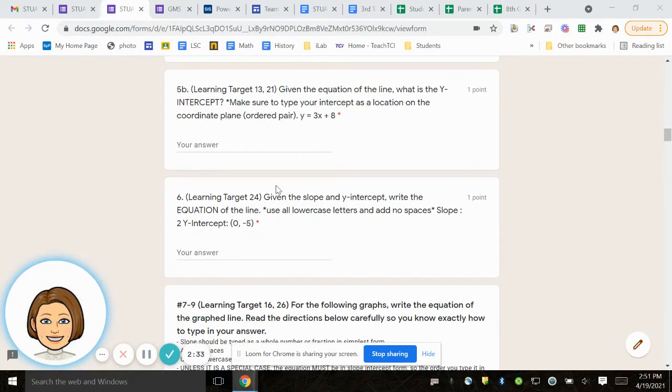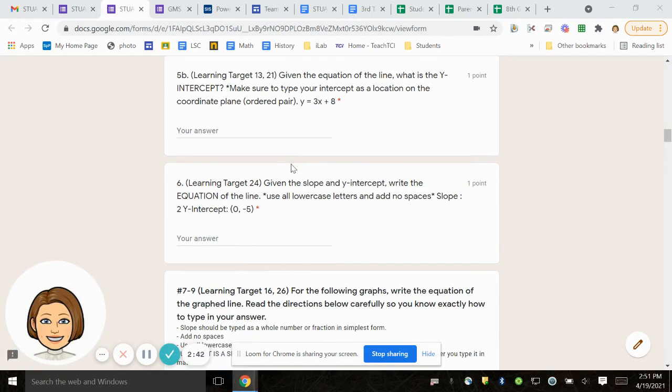5b, in the same equation, y equals 3x plus 8, what is the y-intercept? Make sure you write your answer as an ordered pair with parentheses.